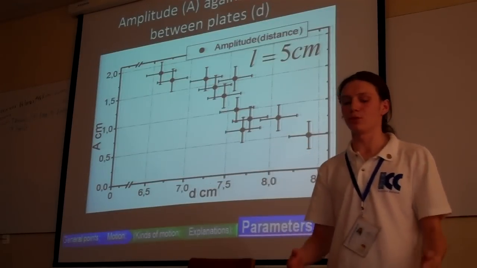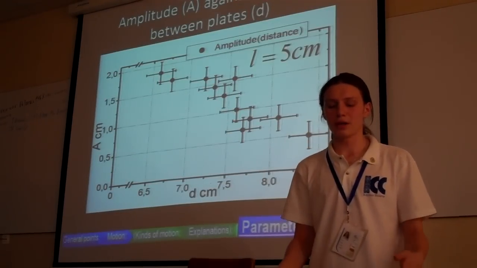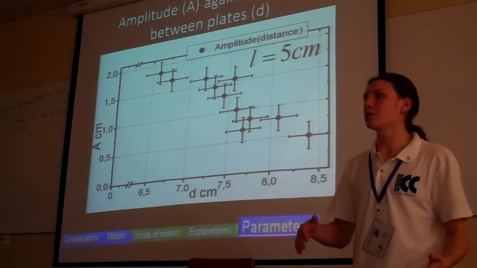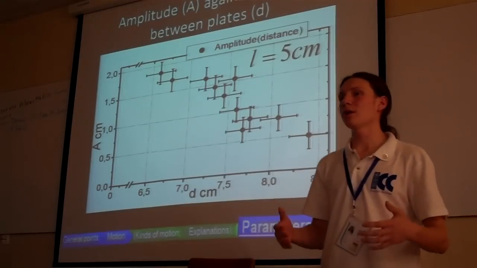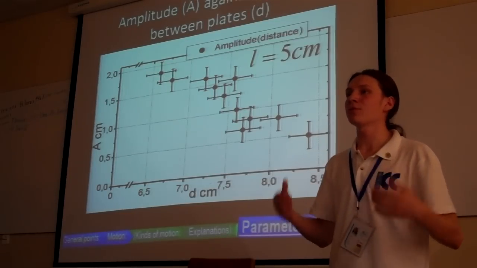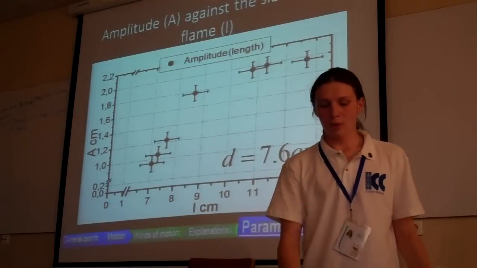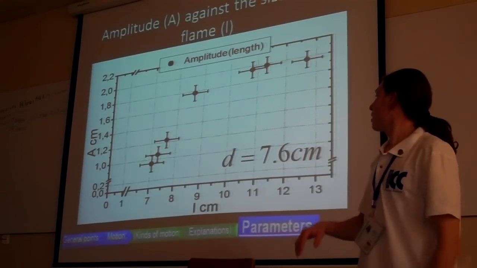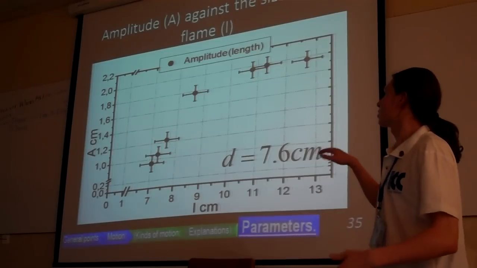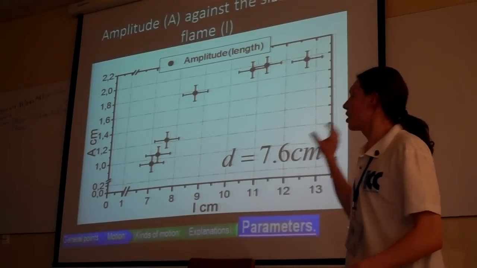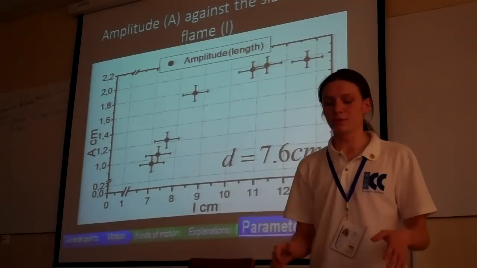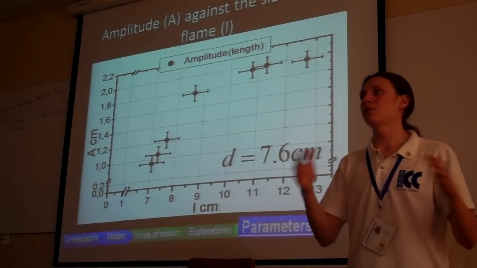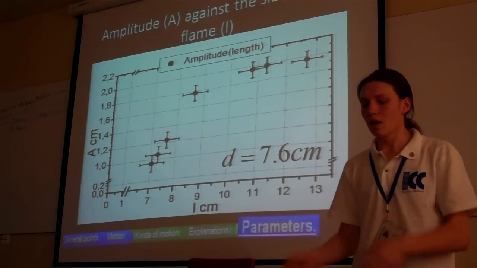Another parameter is amplitude. Here is its dependence on the distance between plates. As we see, when we increase the distance, the amplitude decreases. That happens because when we increase the distance, forces are lower and the maximum deflection is also lower. And here is the amplitude against the size of the flame. You can notice that on this plot the amplitude goes constant. This number is almost equal to d divided by 4. That happens because when the flame is very big, it starts touching the plate and can't move further.